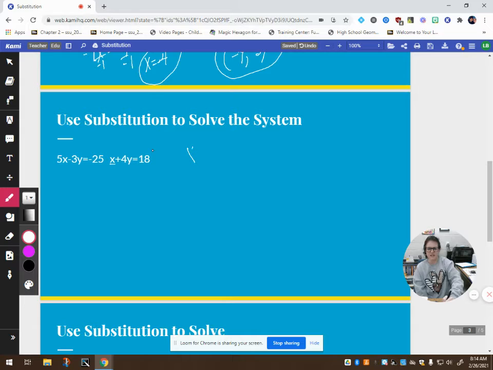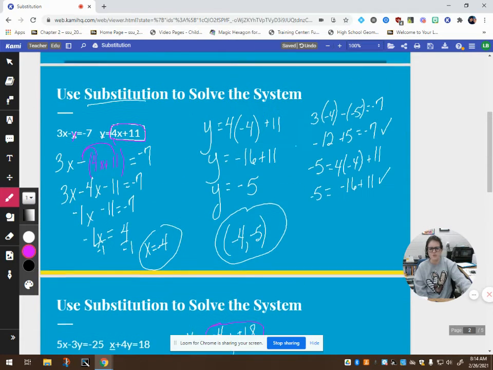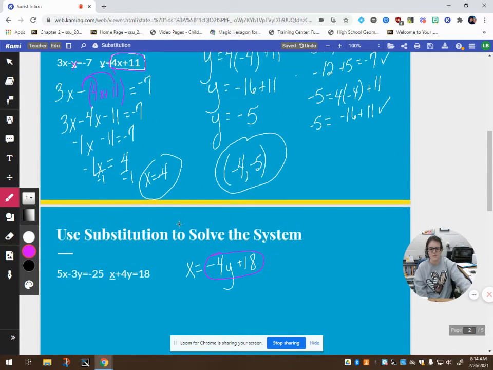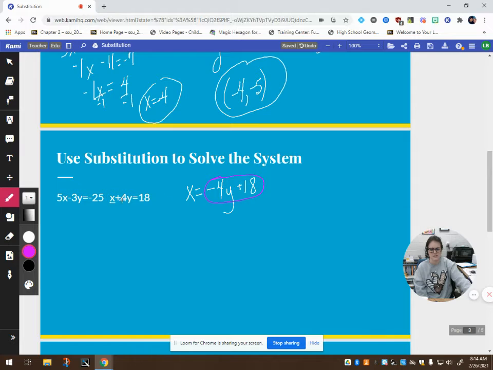So I have x equals, if I move 4y to the other side to get rid of it, I've got to subtract it from both sides. So it becomes a negative 4y, and I have a positive 18. So this is going to be what I substitute, but this time instead of substituting in place of y like I did in the previous problem, we have x equals this. So I come to my equation, I want to circle my x, and I want to take it out, and in its place, I'm going to put what x is the same as.